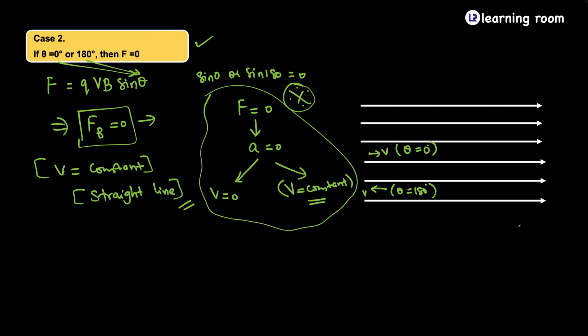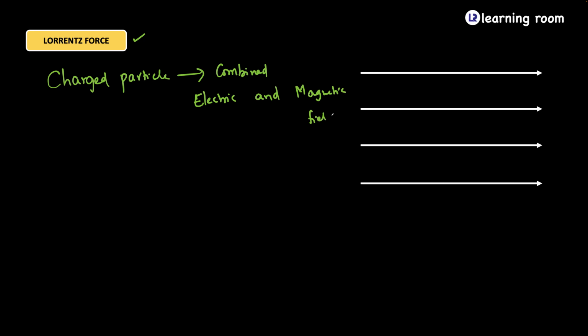Finished? Okay. Shall I proceed? Yeah. So the next concept that we are going to discuss is Lorentz force. Okay. So we observe that when a charged particle is projected into a magnetic field, it experiences a force of qvb sine theta, or it is q into v vector cross b vector. Okay. Suppose the same charged particle is projected into combined electric and magnetic fields.